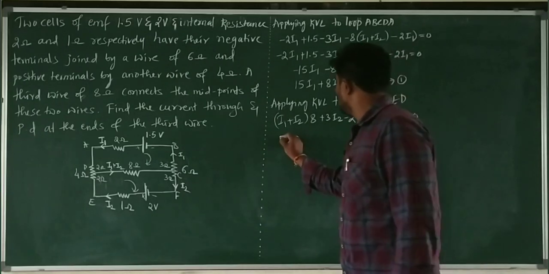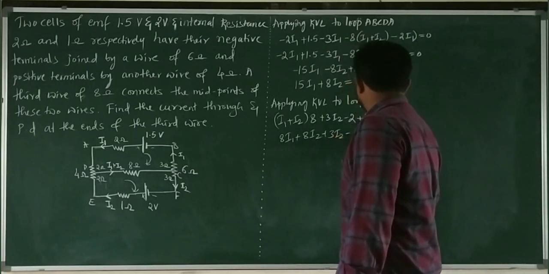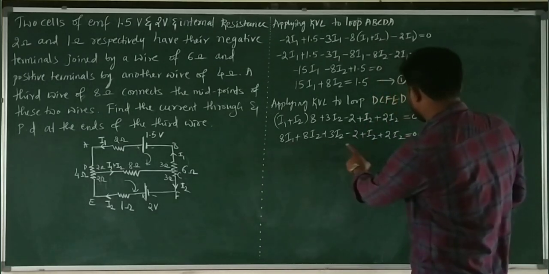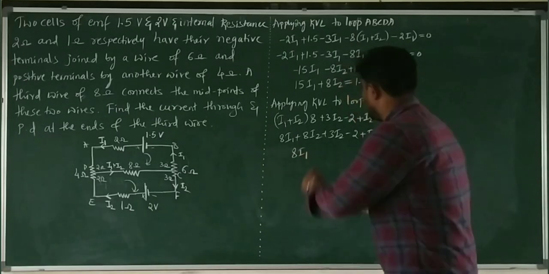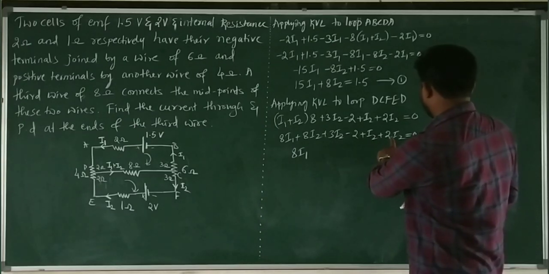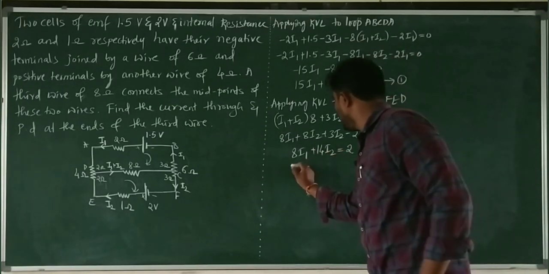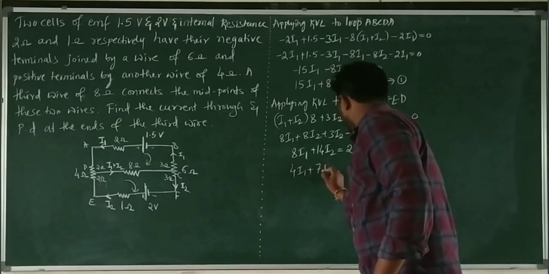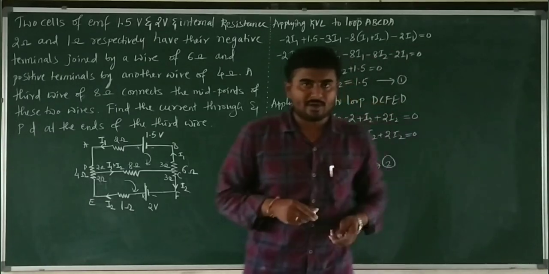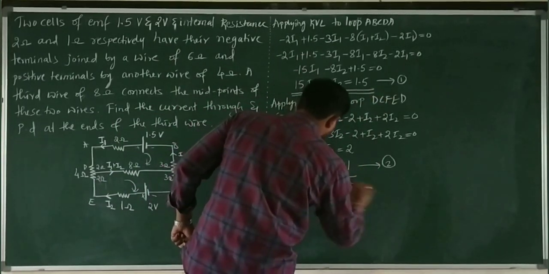is equal to 0. So 8 I1 plus 8 I2 plus 3 I2 minus 2 plus I2 plus 2 I2 is equal to 0. Only 8 I1 is there, therefore it is 8 I1. For I2: 8 I2, 3 I2 is 11, plus 1 I2 is 12, and plus 2 I2 is 14 I2, is equal to 2, or 4 I1 plus 7 I2 is equal to 1. Let us call it equation 2. Since only 2 unknown quantities are there, 2 equations are enough. This is the first equation and this is our second equation.